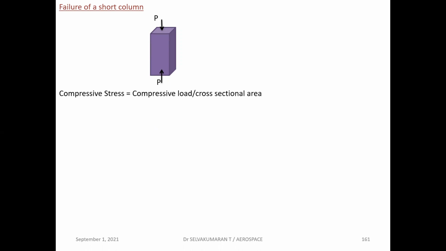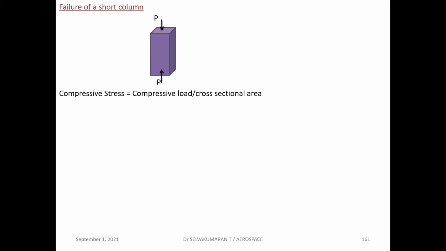Failure of a short column. How does the failure take place for a short column? Let us take a short column subjected to an axial compressive load. It can be of any cross section. Here I've taken a rectangle or square, whatever it is. So it can be of any cross section, but a short column. Here, compressive load divided by cross-sectional area gives you the compressive stress.